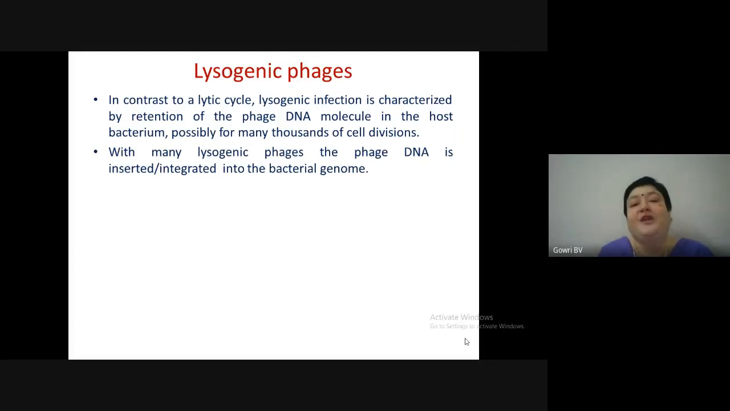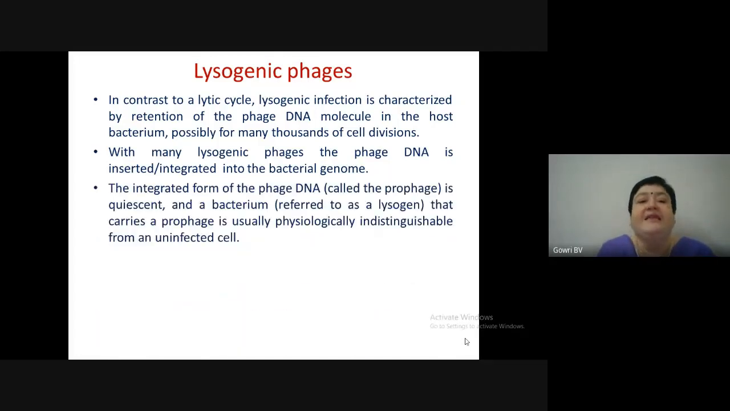With many lysogenic phages, the phage DNA is integrated into the bacterial chromosome. The phage particle that enters the bacterium gets integrated with the host chromosomal DNA, that is, the bacterial chromosomal DNA. The integrated form of the phage DNA is called the prophage, and it remains hidden, that is, quiescent. The bacterium, often referred to as a lysogen, which carries a prophage, is usually physiologically indistinguishable from an uninfected cell, because lysis doesn't occur.